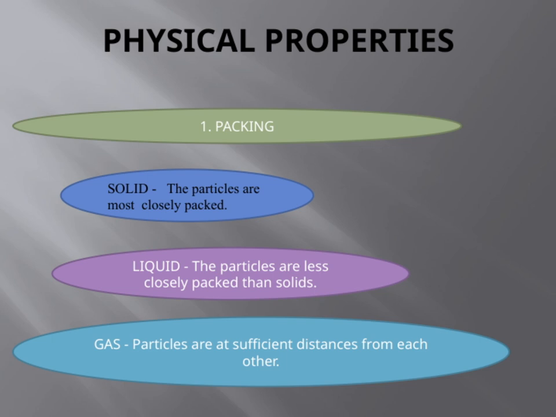Now, in gases, the particles are much farther apart from each other. They have ample space to move around freely, which is why gases expand to fill whatever space they are in. Understanding these packing differences is key because they directly influence the physical properties of each state. For example, the density and compressibility of a substance depend on how tightly its particles are packed. So, by examining how particles are arranged in solids, liquids, and gases, we get a clearer picture of their behavior and characteristics. This concept is fundamental as we explore the physical properties of matter throughout this presentation.